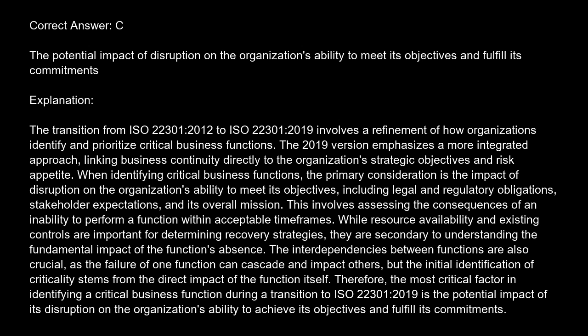When identifying critical business functions, the primary consideration is the impact of disruption on the organization's ability to meet its objectives, including legal and regulatory obligations, stakeholder expectations, and its overall mission. This involves assessing the consequences of an inability to perform a function within acceptable timeframes. While resource availability and existing controls are important for determining recovery strategies, they are secondary to understanding the fundamental impact of the function's absence. The interdependencies between functions are also crucial, as the failure of one function can cascade and impact others, but the initial identification of criticality stems from the direct impact of the function itself.